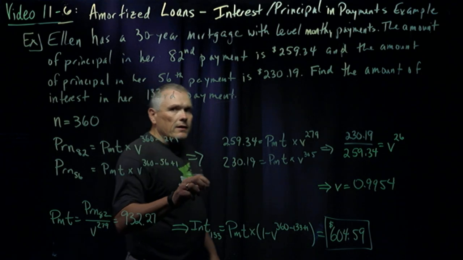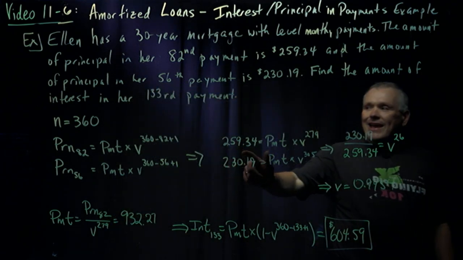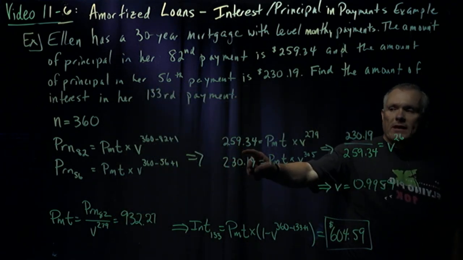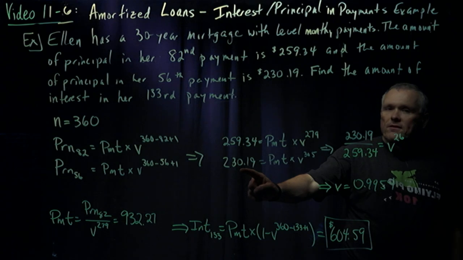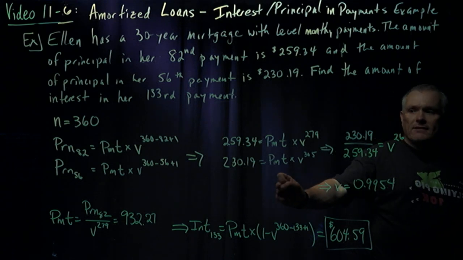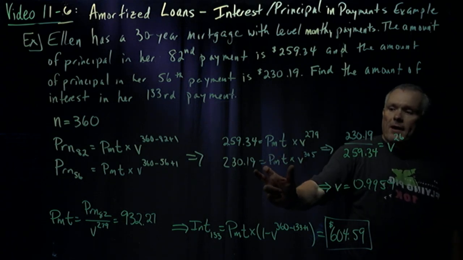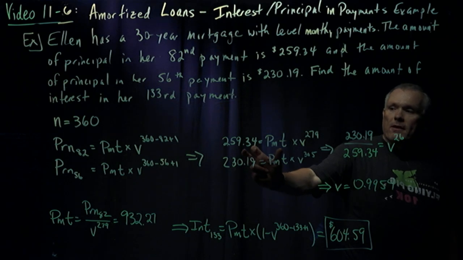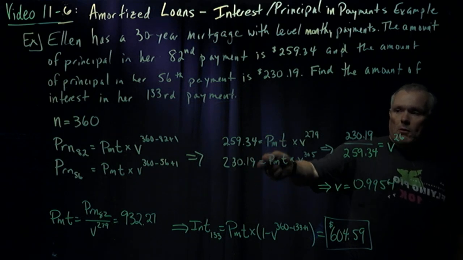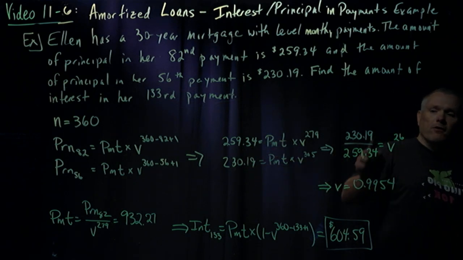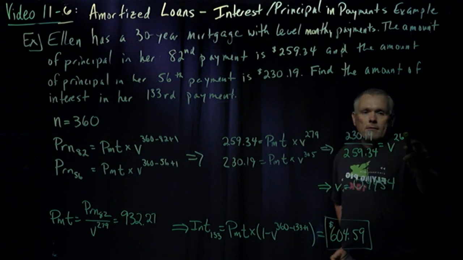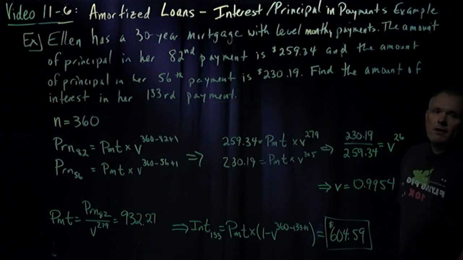Plugging in what we know then, we know that the principal in the 82nd payment is $259.34. The principal in the 56th payment is $230.19. We can basically divide the second equation by the first equation. Notice the payments go away. We get this fraction for v to the 26th. Do a little bit of algebra. We'll get that our v is 0.9954.